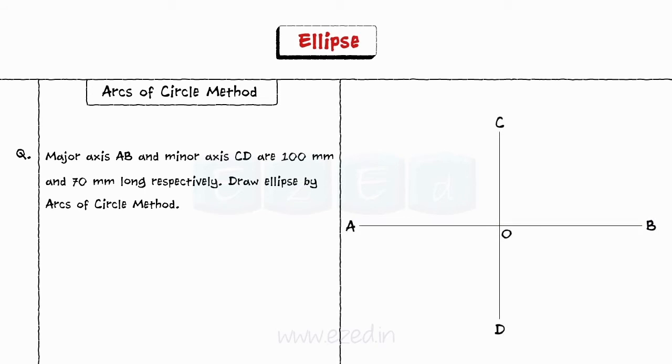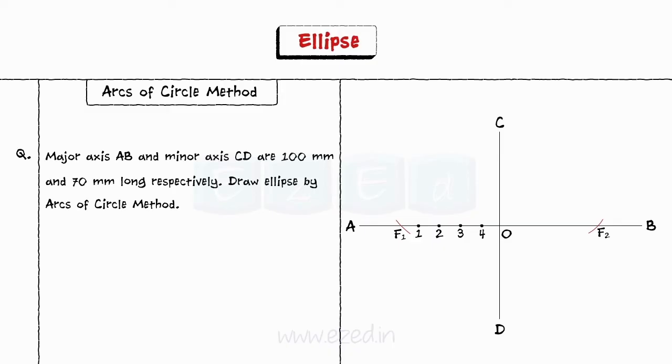Step 2. Taking AO distance, that is half major axis from C, mark F1 and F2 on AB. Step 3. On line F1O, taking any distance, mark point 1, 2, 3 and 4.